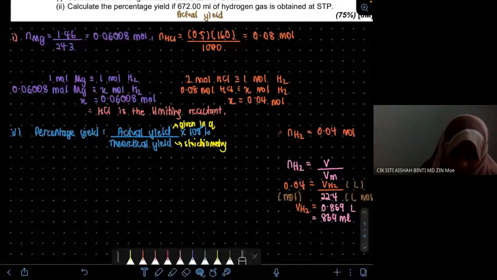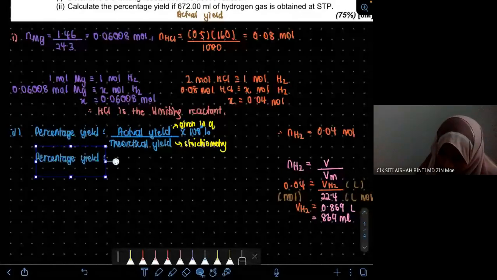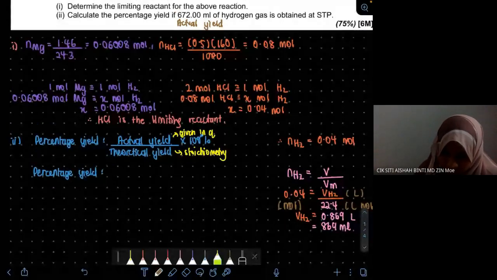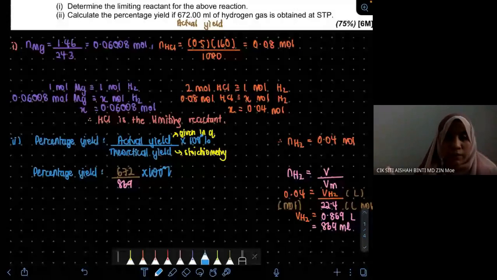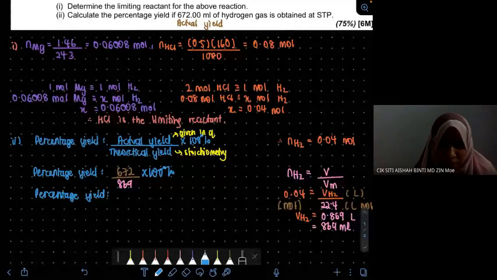So our percentage yield is equal to, what was the percentage yield formula? Actual yield is given in the question, 672 ml. We already found the actual yield. Over the theoretical yield that Julian gave, 896, times 100%. So we get our percentage yield equal to 75%.